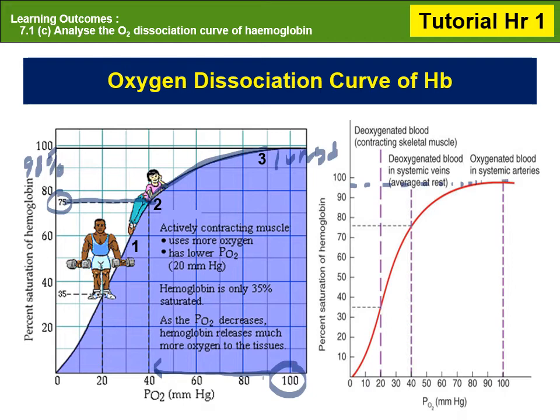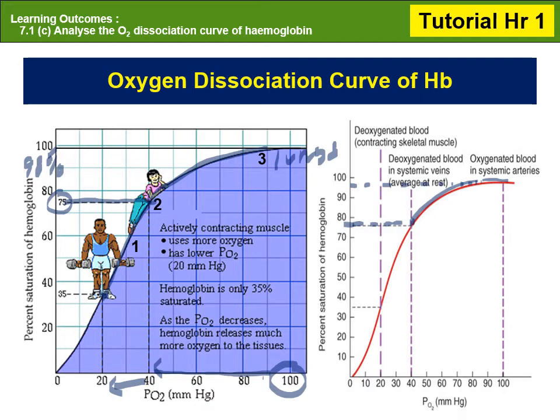Kat sini pun sama juga. Kalau kita plot, tarik ada lebih kurang 75%. Masih tinggi lagi. So hemoglobin leaves the tissue, it is still 75% saturated. Okay, and then bila you buat vigorous exercise, in vigorously contracting muscle, the partial pressure of oxygen from 40 dia akan reduce lagi daripada 40 to 20 mmHg.